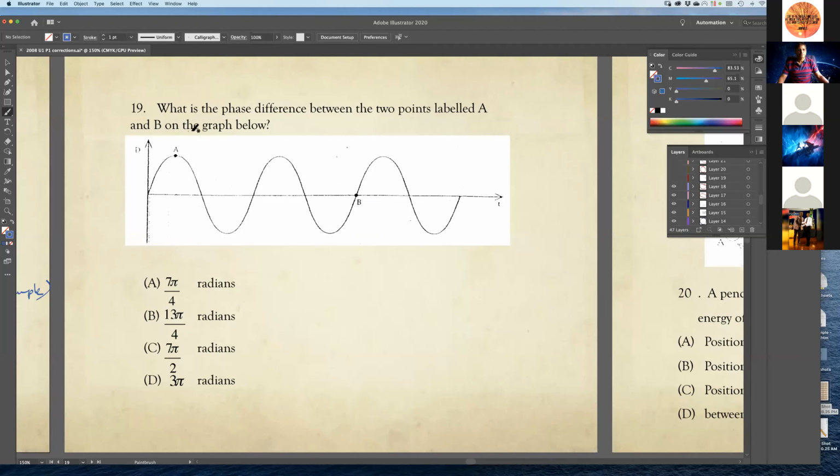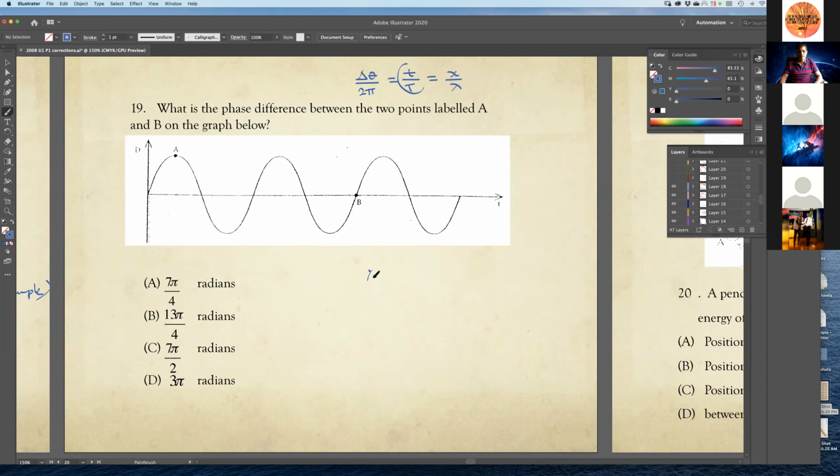All right. What is the phase difference between two points labeled A and B on the graph? We know the equation for phase. Delta theta over theta is equal to T over T. If you want to put it in terms of radians, as this question is already in radians, I can put this in a radian form. Delta theta over 2 pi is all of that. Now, this gives us time, not distance, so we're using this form of the equation.